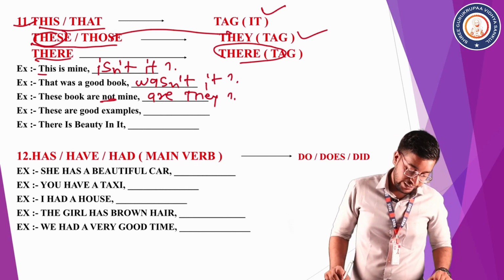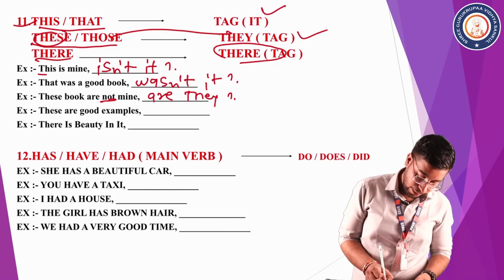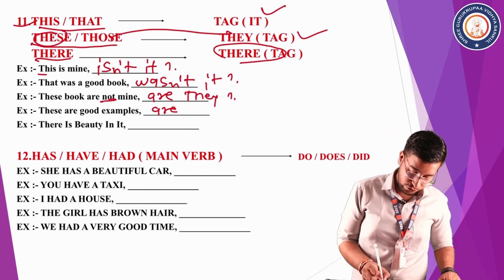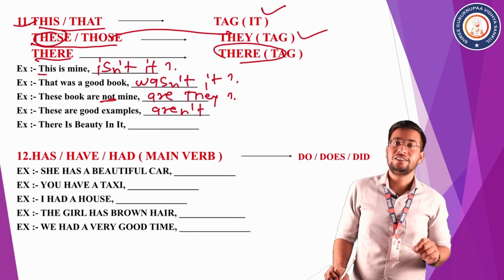Next rule, these are good examples. So we will use are here, and because it is affirmative, it will become negative. So it will be aren't, and instead of these, we will use they.